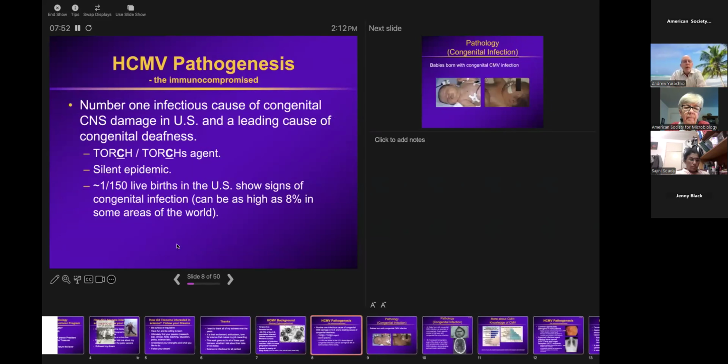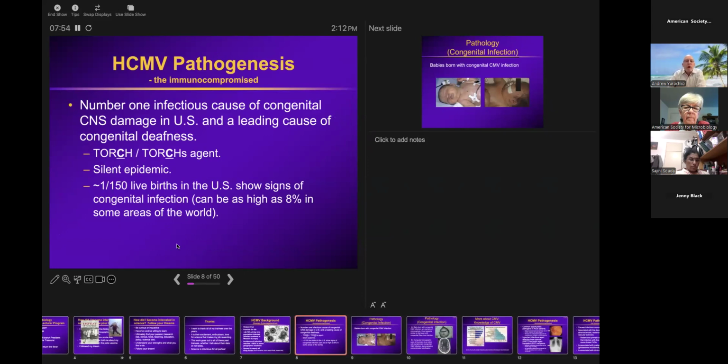Before I tell you a little about our work, I would like to put in context the diseases that are associated with this virus, to tell you why we study this virus. A big key is that it's the number one infectious cause of congenital CNS damage in the US, and a leading cause of congenital deafness. It's considered one of the TORCH agents, which stands for toxoplasma, rubella, cytomegalovirus, herpes, and sometimes they put syphilis in there.